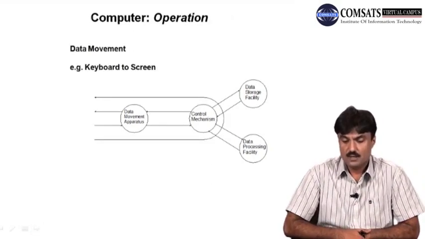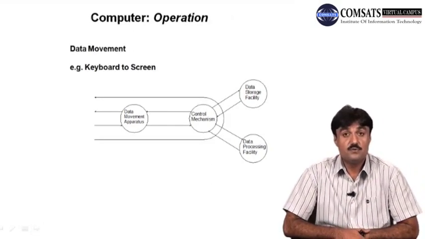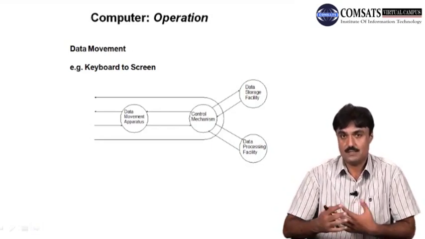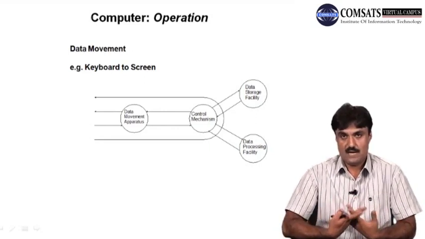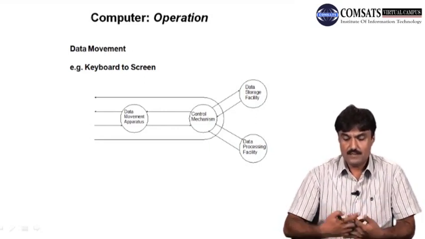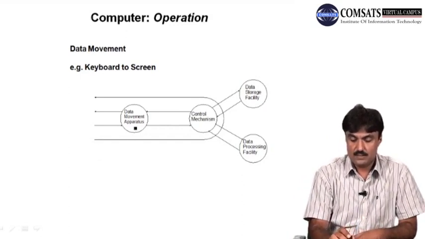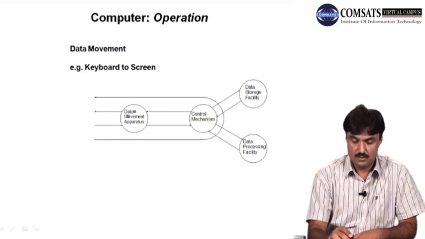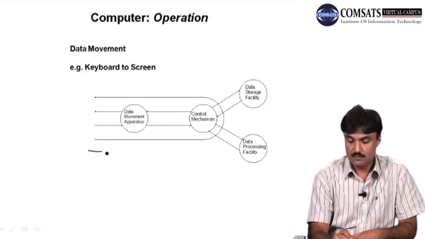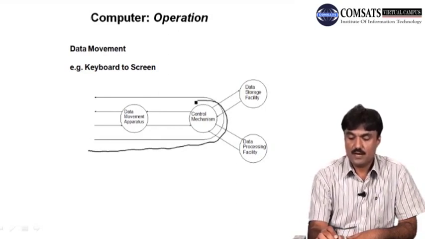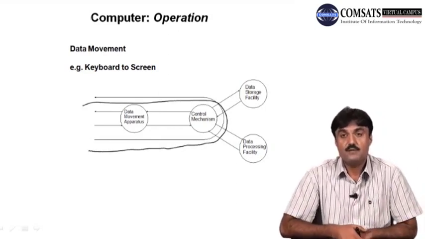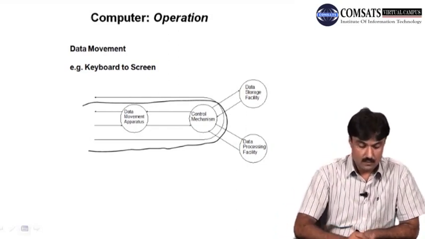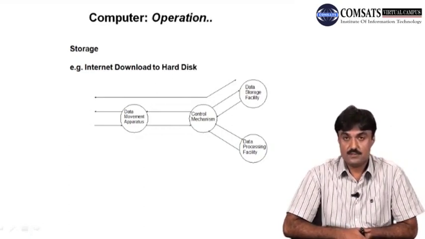Now for example, if we need to move data from keyboard to screen, when you type something you can see the data directly on your screen. So that data comes in this direction. This data movement apparatus, or data movement controller, receives data from the keyboard, sends it through the control mechanism and back to the screen.